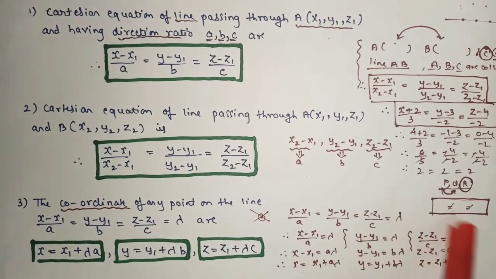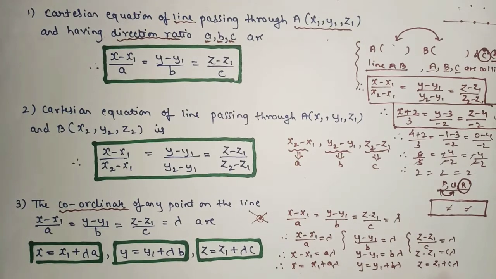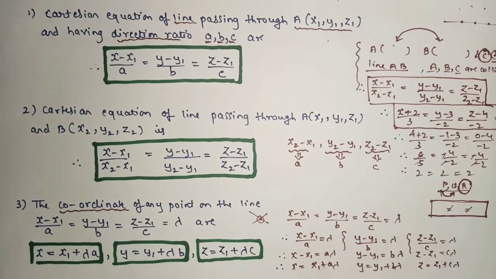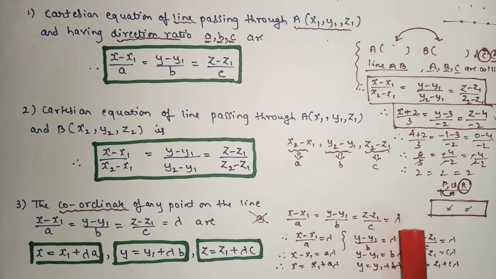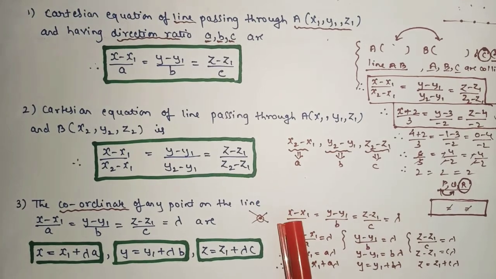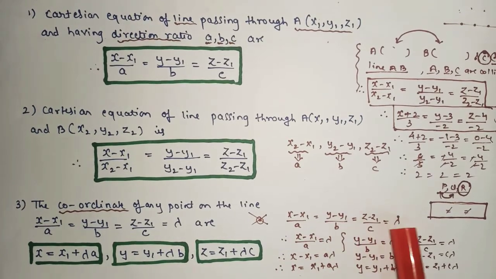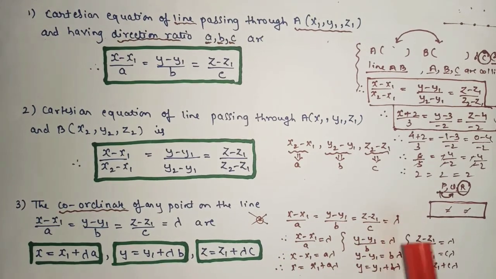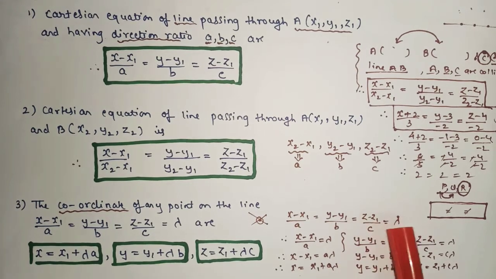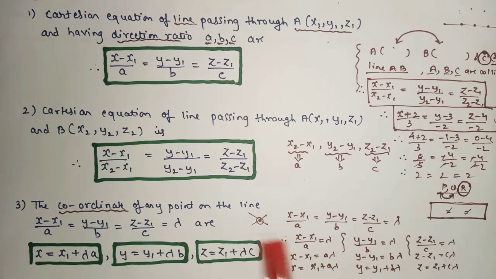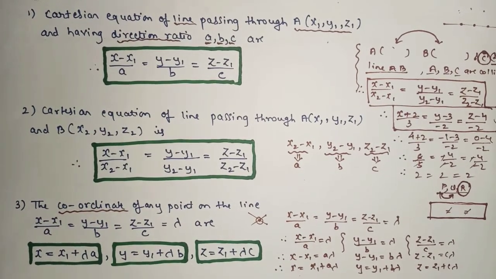As I had explained while explaining the concept, when each ratio is equal to lambda, the first ratio will give you the value of the x coordinate. When you take the second ratio with lambda, you will get the y coordinate, and the third ratio with lambda gives the third coordinate. x, y and z coordinates. In this way you will find the coordinates of any point on the line by using this concept.